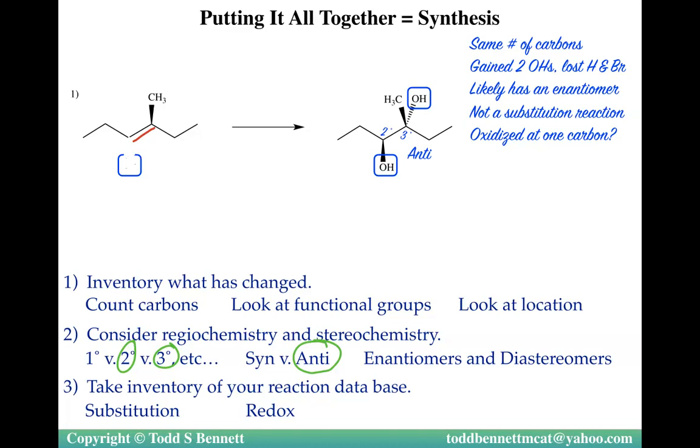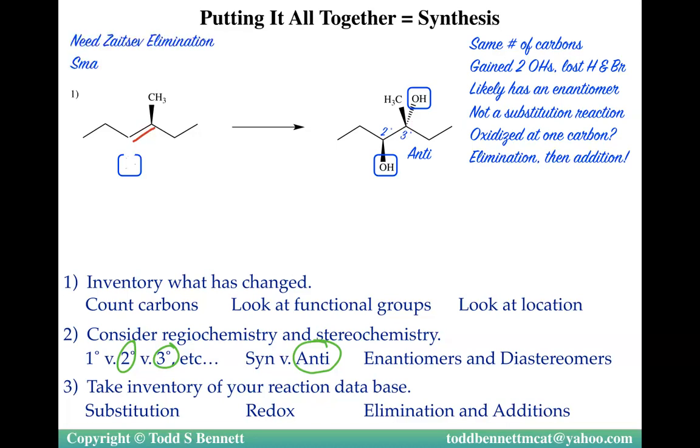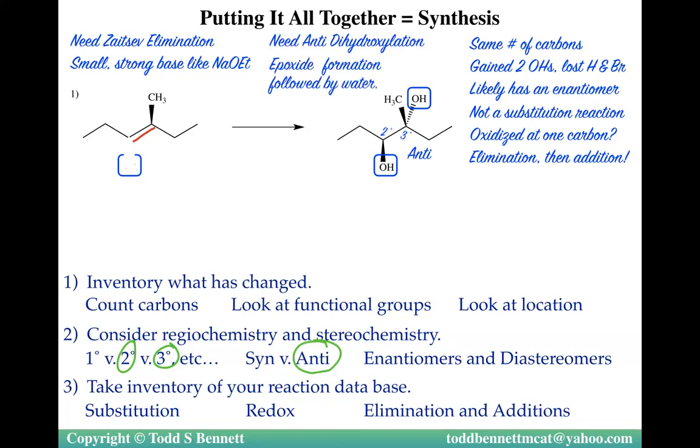So on our checklist, we have, there we go, elimination and additions. Sorry, my computer was lagging, so I was sitting here trying to kill time for it to catch up. But we have elimination and addition, so we're going to eliminate to make this double bond and then add across. So elimination first to make the double bond, addition to react to it. So we need Zaitsev elimination, so we need a small base like NaOEt. So after that, we need anti-dihydroxylation, so we need epoxide followed by water.